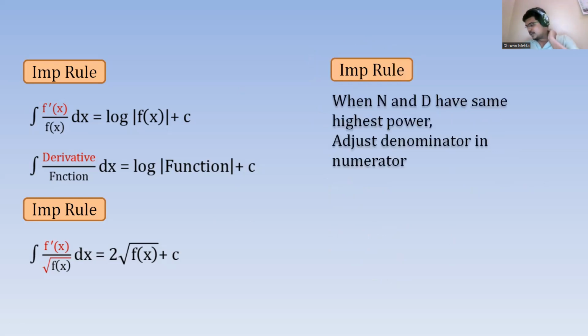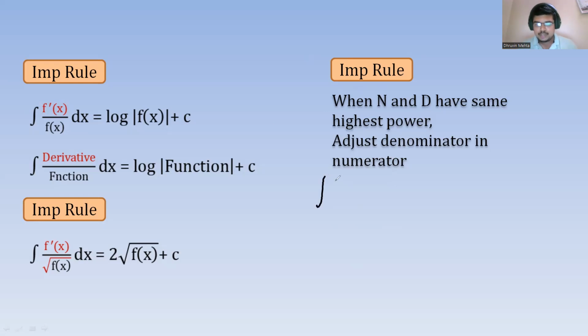And one more thing. See, whenever numerator and denominator have the same highest power, this is a very useful rule, it will be useful in many places and many types. Whenever numerator and denominator have the same highest power, we will always adjust the denominator in the numerator. Now what do I mean by this? Let's take one example to understand this.